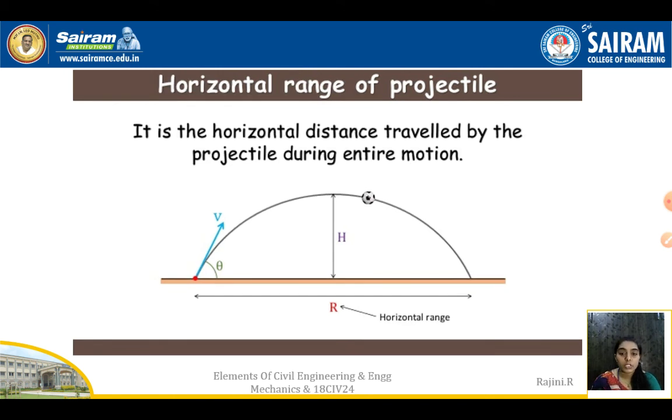Horizontal range of a projectile. As I said, it is a horizontal distance. For example, if you are throwing a ball or a stone from one point and it ends at another point, the initial and the final point distance will be our range, the horizontal range. It is the horizontal distance traveled by the projectile during the entire motion. When the motion is completed, we can calculate the horizontal range. So this is the end.